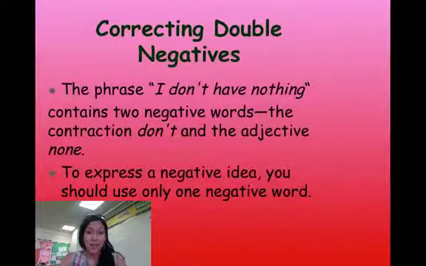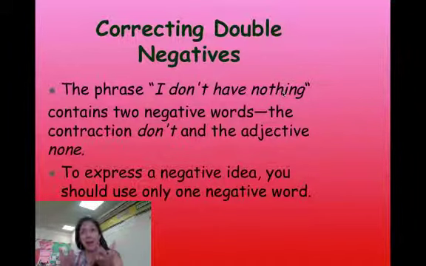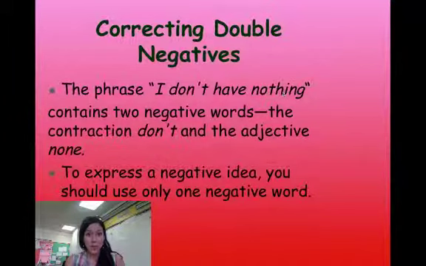It says, correcting double negatives. The phrase, I don't have nothing, contains 2 negative words. The contraction don't is the same as do not, so there's one negative, do not, don't, and the adjective none or nothing. So I don't have nothing. If you don't have nothing, it means you do have something because you're putting 2 negative words together. To express a negative idea, you should only use one negative word. You should only use one negative word if you want to say something negative.